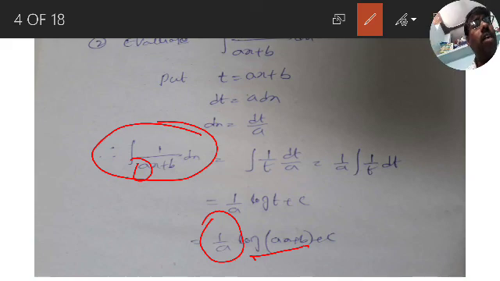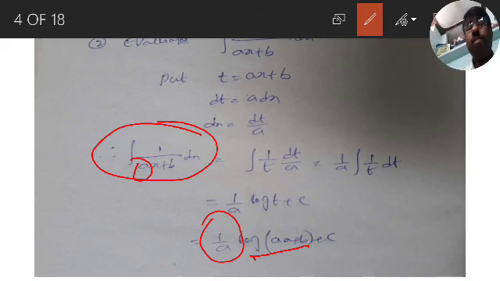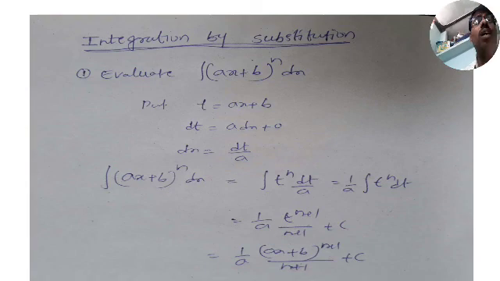So the integration of 1 by x is log x, and the integration of 1 by ax plus b is log of ax plus b into 1 by a, or divided by a, where a is the x coefficient. So from the two problems we did here, the first one is the integration of ax plus b all power of n. The final result is ax plus b all power of n plus 1 by n plus 1 into 1 by the x coefficient, 1 by a.